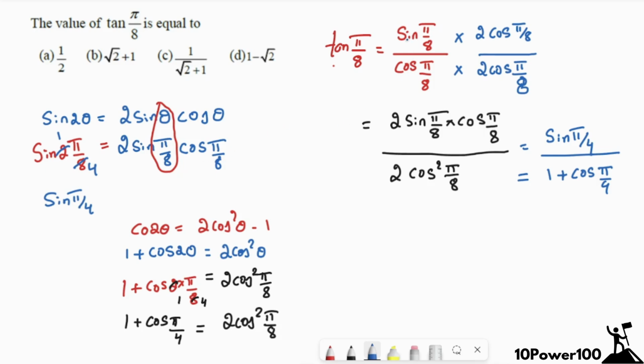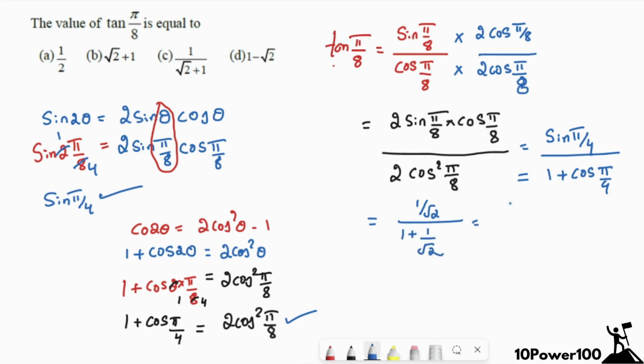So in the numerator we had only sine pi by 8. So the reason why I multiplied cos pi by 8 is to get the sine 2 theta formula. So here we got the sine 2 theta formula, and here we got the cos 2 theta formula. Now we know the sine 45 value, for sine pi by 4, is nothing but 1 by root 2, whole divided by the denominator, 1 plus cos 45, which is 1 by root 2.